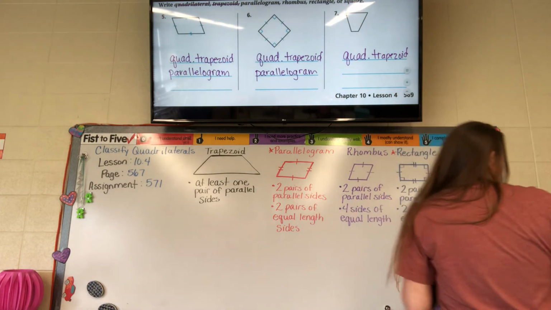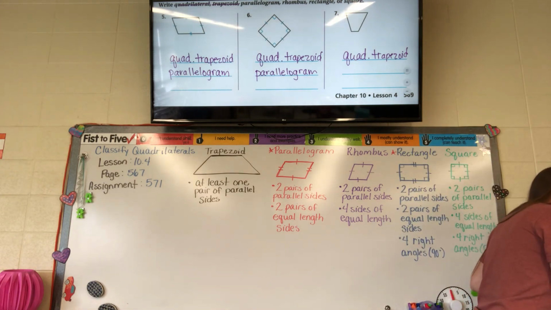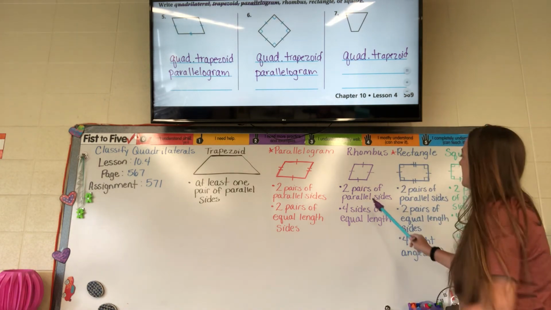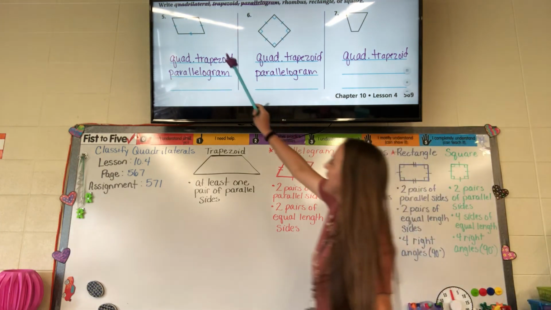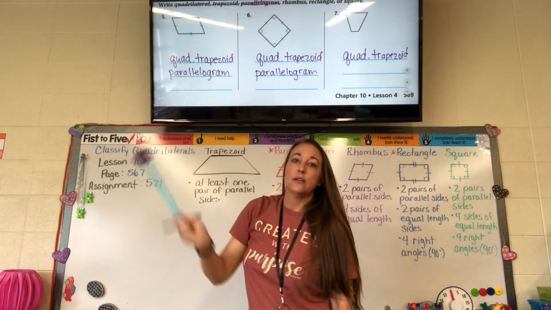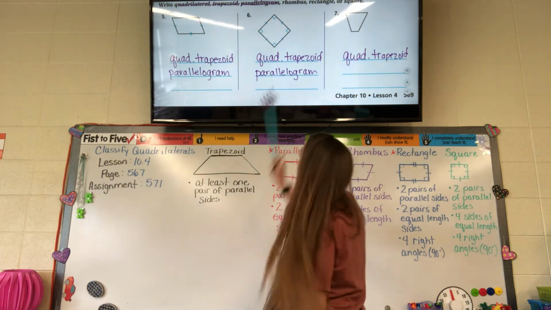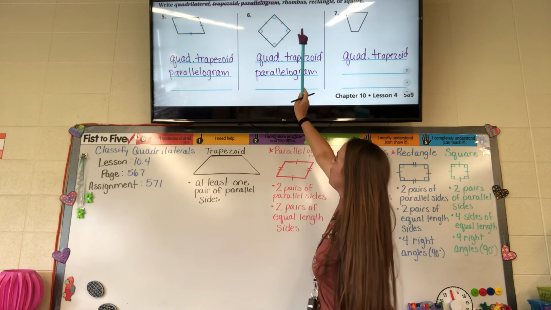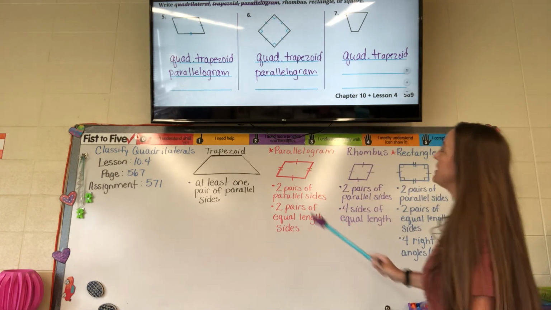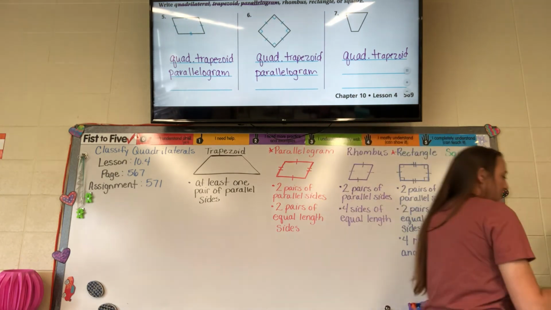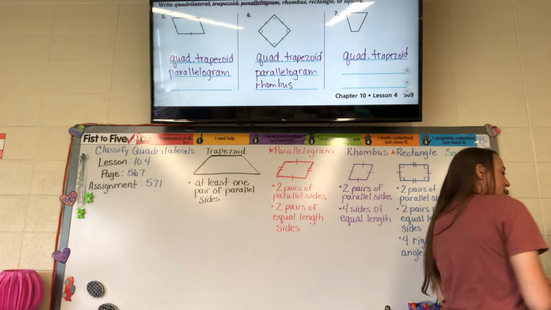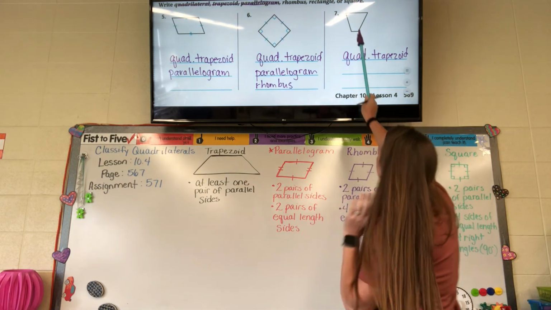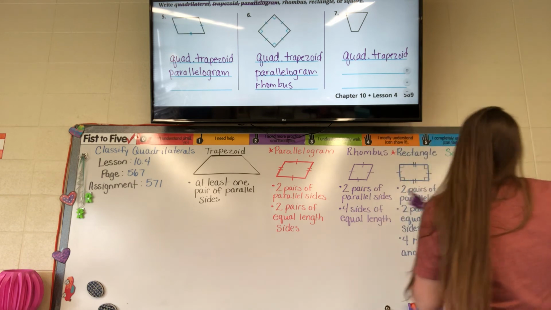Okay, moving on to rhombus. Two pairs of parallel sides, four sides are the same length. This guy, number 5, has two pairs of parallel sides, but all four sides are not the same length. This guy has two pairs of parallel sides and four sides the same length, so this guy is a rhombus. And number 7 does not have two pairs of parallel sides, so it is not a rhombus.